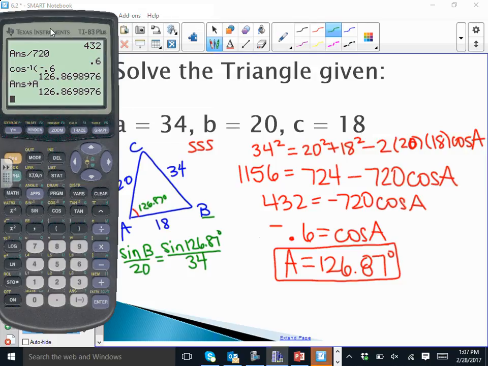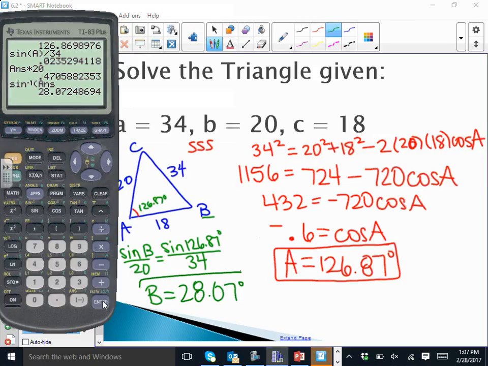So what's nice about our calculator feature is now we can say the sine of angle A divided by 34, and then we can multiply that 20 over. So then we can take the inverse sine of that value to get 28.07 degrees.